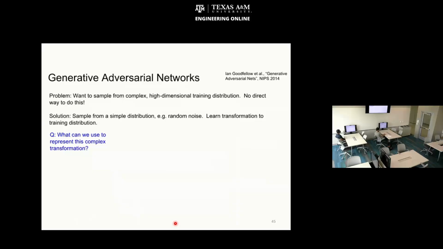So the GAN, generative adversarial networks. Since 2014 we have entered the deepfake era, thanks to this 2014 paper. The problem is that we want to sample from a very complex, high-dimensional training distribution, and there's no direct way to do that. Even for the VAE, you're already assuming so much, but you still face this intractability issue. So what is the solution? This is nothing new, the same thing I said earlier: sample from a simple distribution like Z, and then learn how to transform to the training distribution. So how do you go from Z to X?